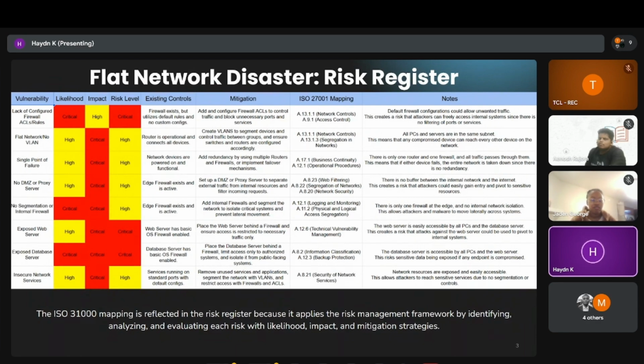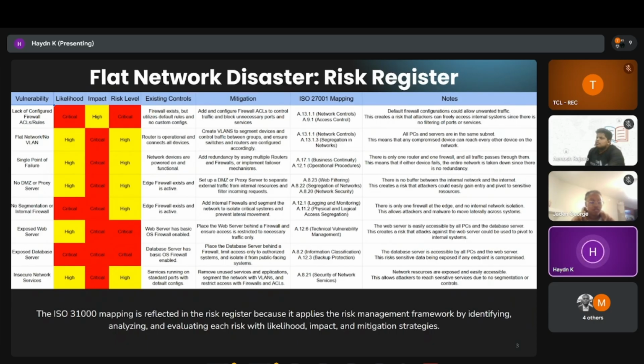Without segmentation or an internal firewall anywhere, it's a critical likelihood and impact and a high risk. The edge one exists and is active, like I said, but we should add internal firewalls and segment the network. In this way, we can isolate the critical systems and prevent lateral movement. The exposed web server is a high likelihood, critical impact, and critical risk. It has a basic OS firewall enabled, but we should really place the web server behind its own firewall and ensure access is restricted to necessary traffic only.